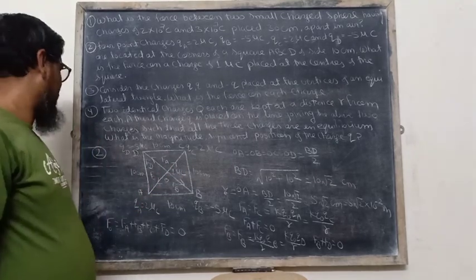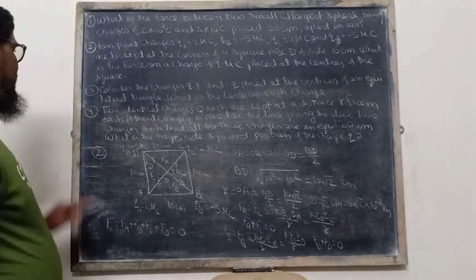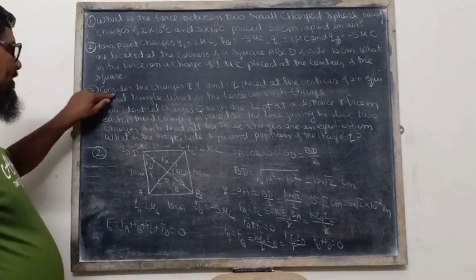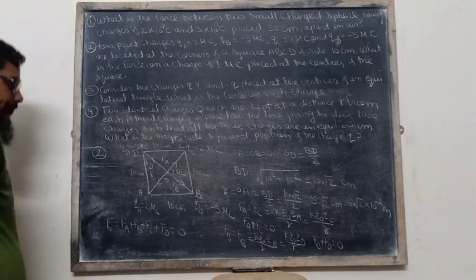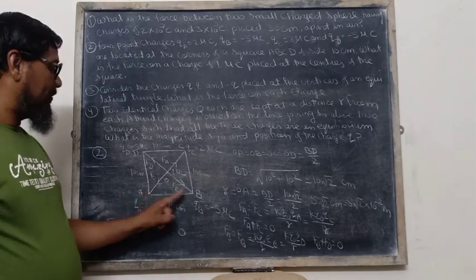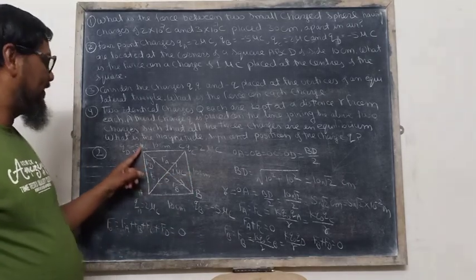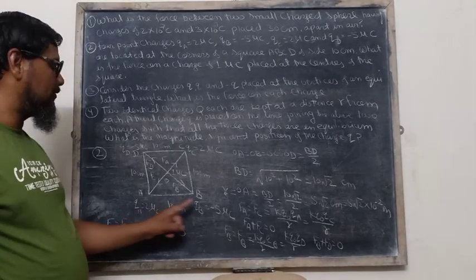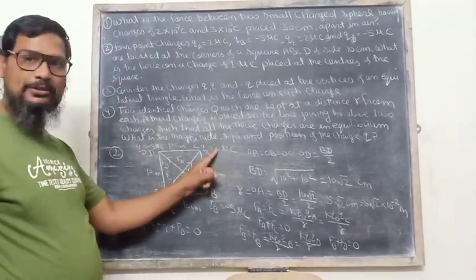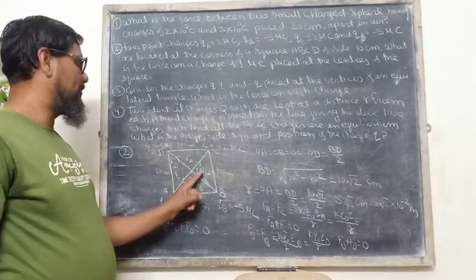So this is question number 2 and the answer is this. And now we shall discuss question number 3. Consider the charges. Again I am repeating, A, B, C, D are the 4 corners or vertices of a square and their charges are 2 microcoulomb, minus 5 microcoulomb, 2 microcoulomb and minus 5 microcoulomb, and at the center a 1 microcoulomb charge is placed.